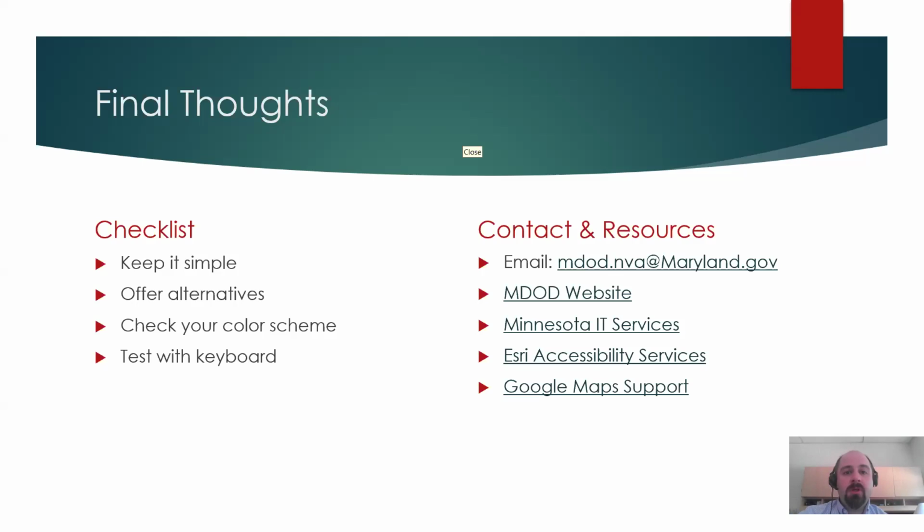So your checklist for maps is keep it simple, make sure you offer alternatives, check your color scheme of your data, and then finally test it with your keyboard, make sure you can do everything.